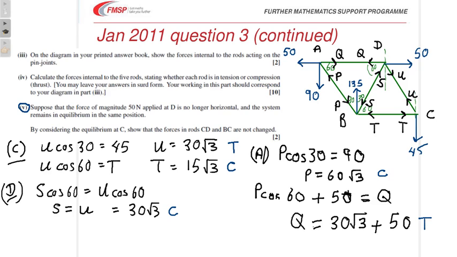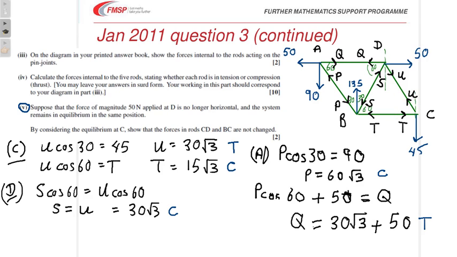It says, suppose the force of magnitude 50 applied at D, in other words here, is no longer horizontal, and the system remains in equilibrium in the same position. So if that force was still 50 but not horizontal, show that the forces in rods, by considering the, that's important, by considering the equilibrium at C, show the forces in rods CD and BC are unchanged. In other words, these forces. Well, actually, it's only 2 marks and it's very straightforward.